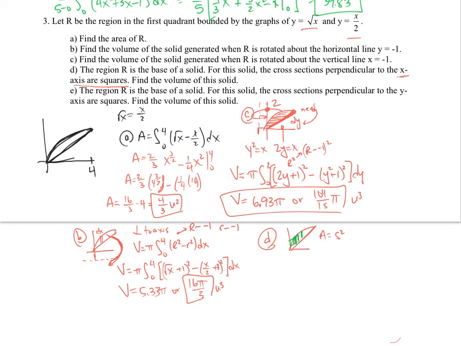So we want the volume to be the integral of the area, and here it is. What's the side of the square? This side is going to be the top curve minus the bottom curve. So the volume is going to be the integral from 0 to 4 of the square root of x minus x over 2, squared, dx. These are my squares coming out, smacking you in the face, and that's the length of each side of them.